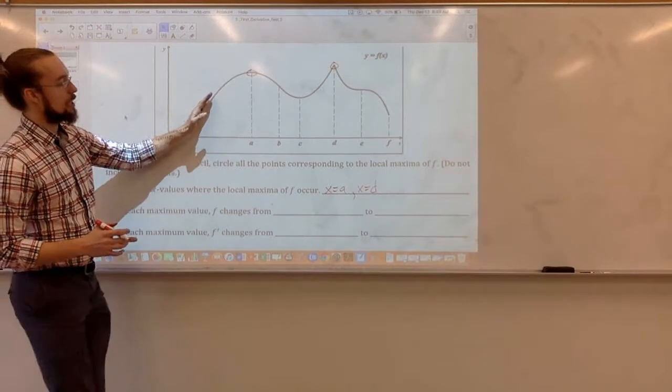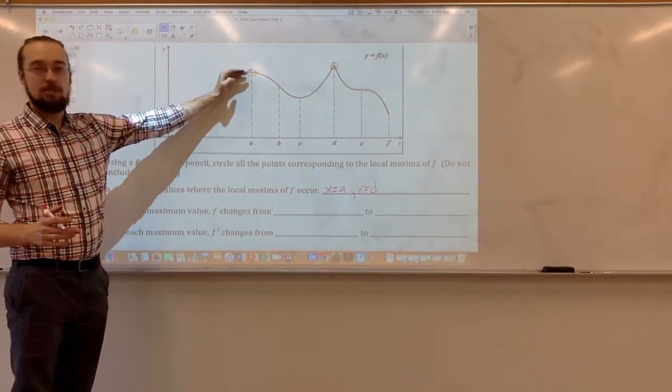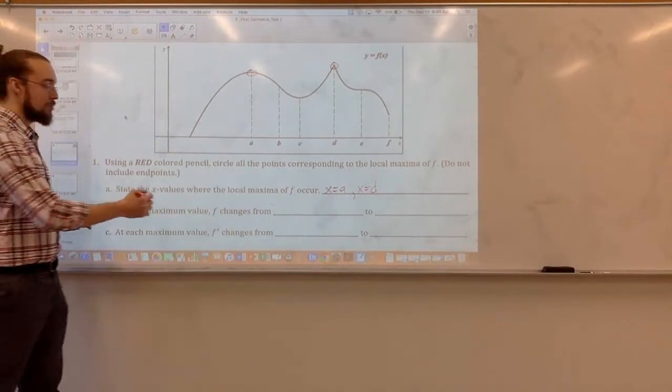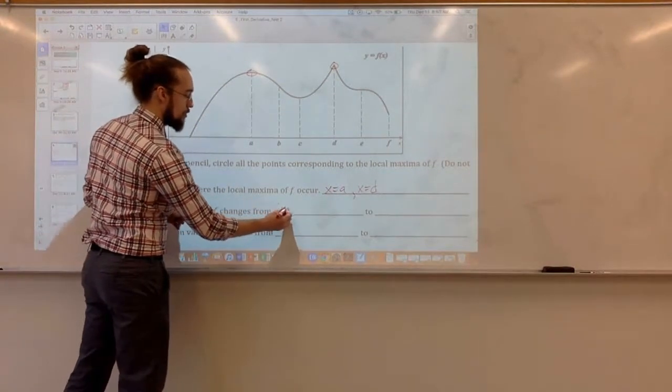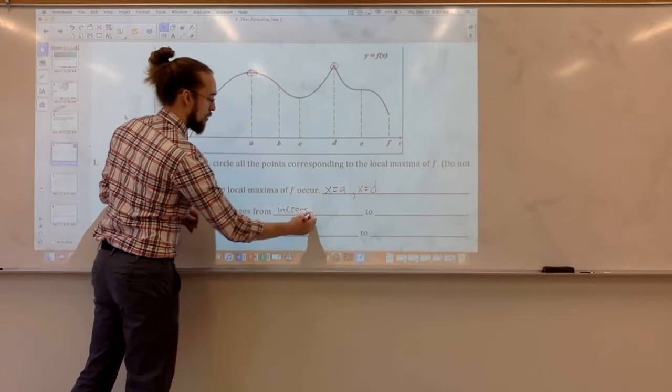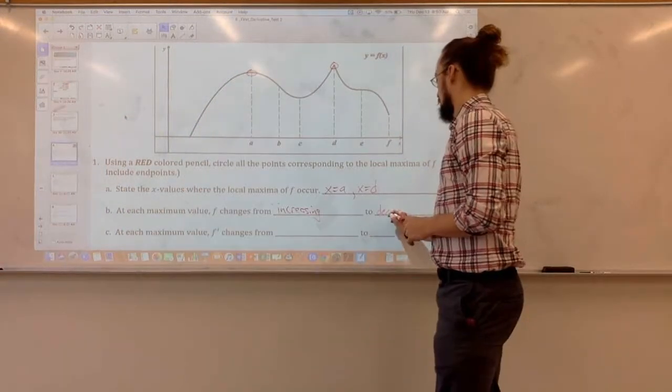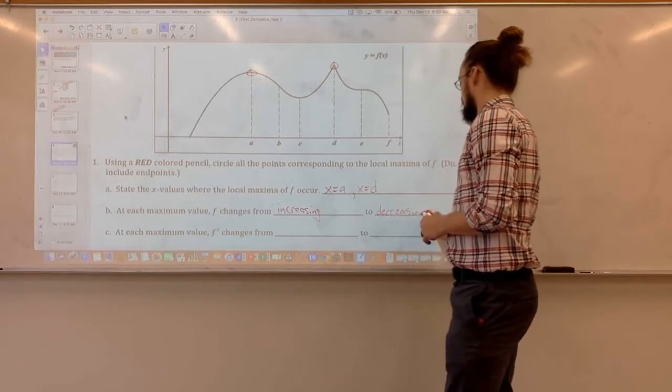So at each maximum value, if we want to talk about what this function is doing, we can say that it changes from increasing to decreasing at every maximum value. Right? So the function itself changes from increasing to decreasing.